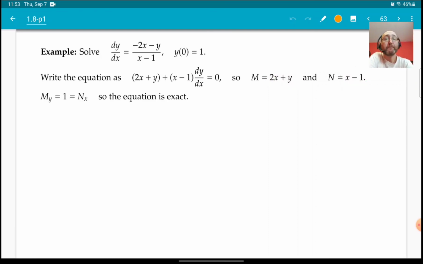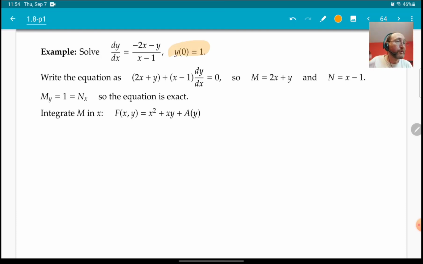All right, well, m sub y is 1, just like before. But n sub x is now also 1, so we're good. So this is exact, right? At least near the initial point, or near any point, but not maybe globally, but definitely we can start solving. So we integrate m in x, right?